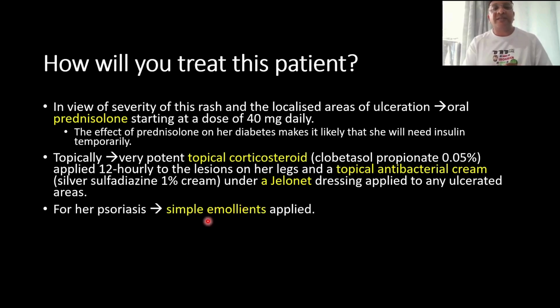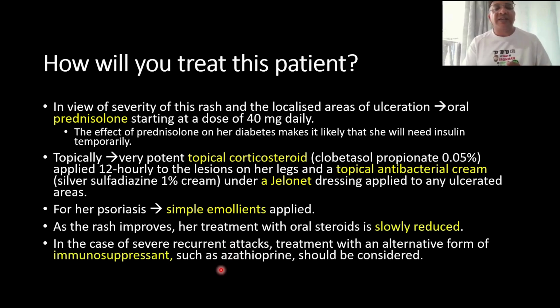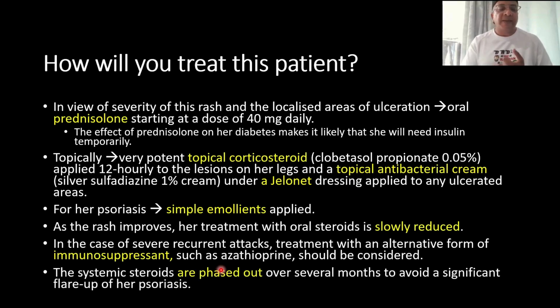For psoriasis, simple topical emollients are used. As the rash improves, then you can gradually taper her oral steroids. In the case of severe recurrent attacks, you want to consider an alternative form of immunosuppressant, such as azathioprine, not just for disease control, but also for steroid-sparing effect later on. The systemic steroids are phased out over several months to avoid a significant flare-up of psoriasis, guys.